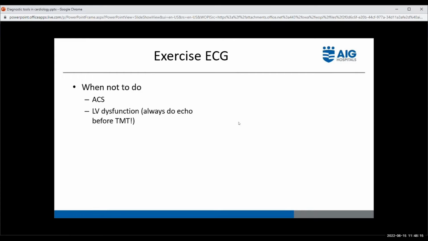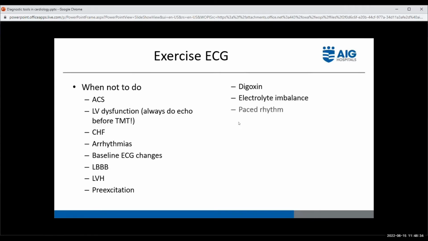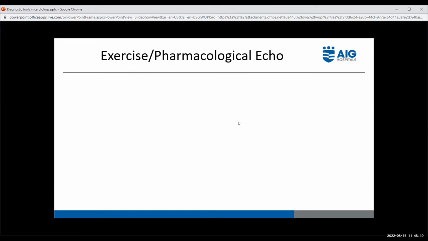ACS; when there is LV dysfunction, always do an echo before TMT; and when the patient has CHF, any arrhythmias, any baseline ECG abnormalities such as left bundle branch block, left ventricular hypertrophy, pre-excitation, digoxin usage, electrolyte imbalance, or paced rhythm. These are the contraindications for a treadmill test.